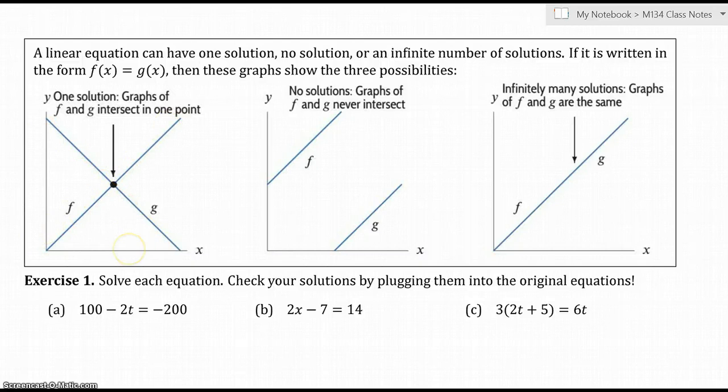If you have 2 lines, they can either intersect at one point. They can never intersect, look like that, never intersect. Or the 2 expressions could just be the same. So obviously there's more than one solution, an infinite number. So go ahead and try this. Solve each equation, check your solutions by plugging them into the original equations, and see where they fit.